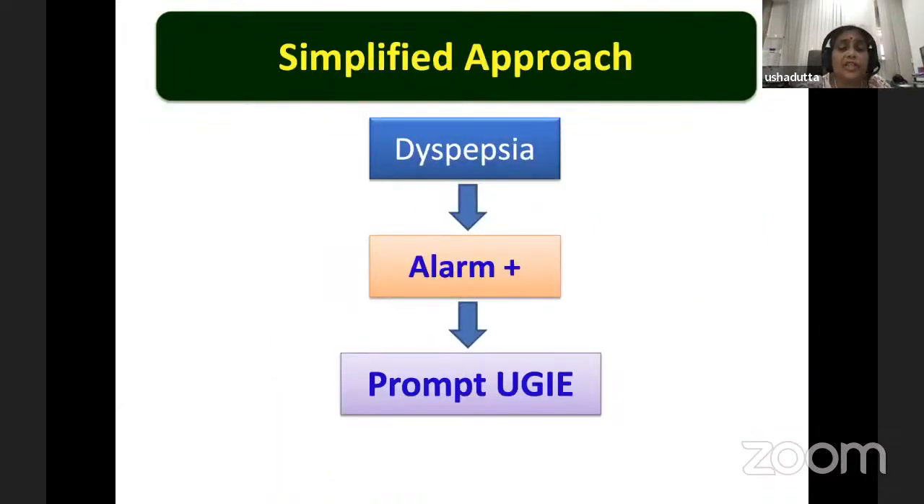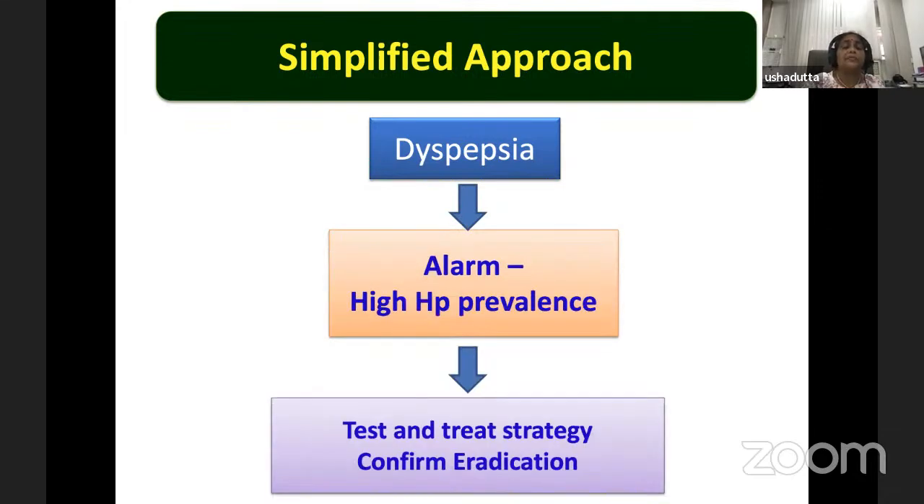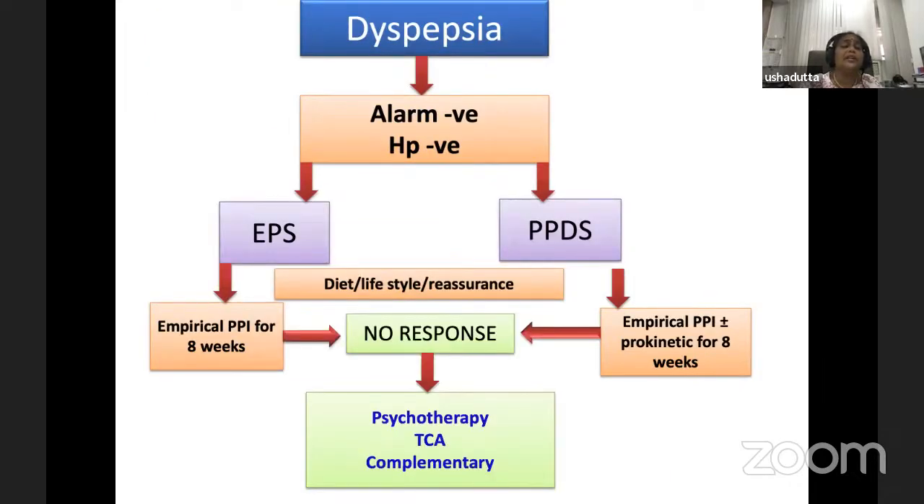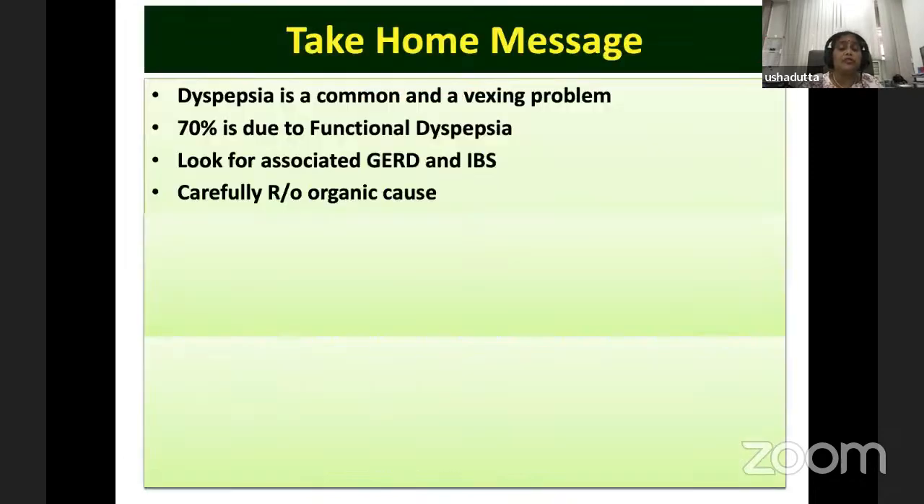So a simplified approach: dyspepsia, alarm symptom, endoscopy. Dyspepsia, no alarm symptom, high H. pylori prevalence areas, test and treat strategy, and confirm that you have eradicated. If there are no alarm symptoms, no H. pylori, but the patient has epigastric pain syndrome, treat with PPI. If it is postprandial distress syndrome, you can use PPI with or without prokinetic agents. So diet, lifestyle, and reassurance are important, so that once you withdraw the drug, the diet, lifestyle, and reassurance will be the cornerstone. If there is no response, then you do psychotherapy and tricyclic antidepressants.